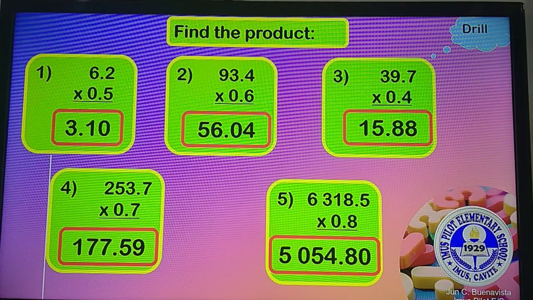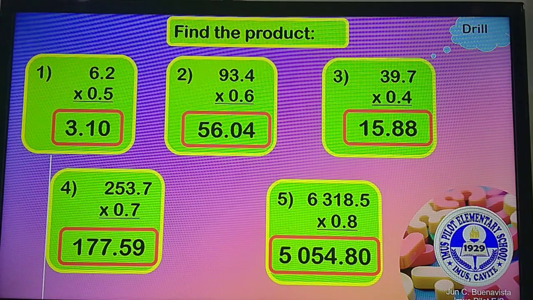In the product, if you have 0 at the right side, you can delete it since it has no value anymore. But if the 0 is in between, do not delete it because it has a corresponding value that it gives to the other numbers that follow.